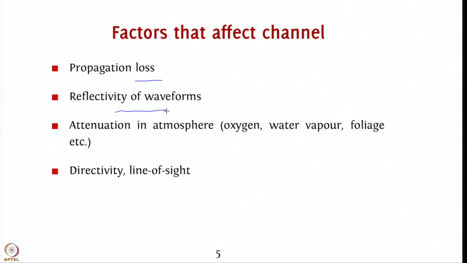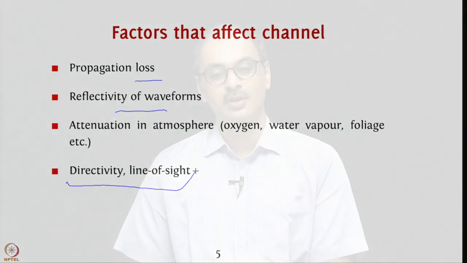Some parts are affected because of foliage, that is, the presence of plants and so on. So some wavelengths are more preferable over others depending on the environment in which you want to deploy your communication system. Finally, you may also be interested in the directivity or line of sight. That is, you may have to look at whether the receiver and transmitter have to face each other directly.